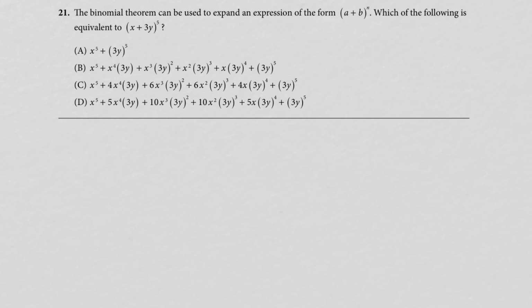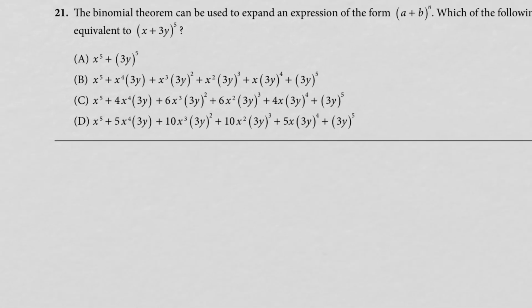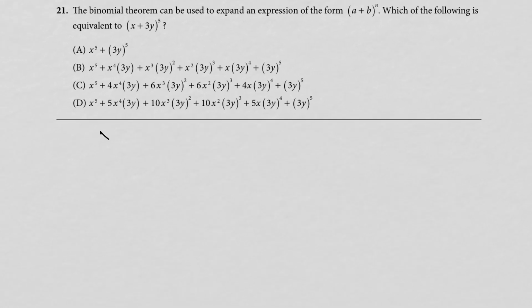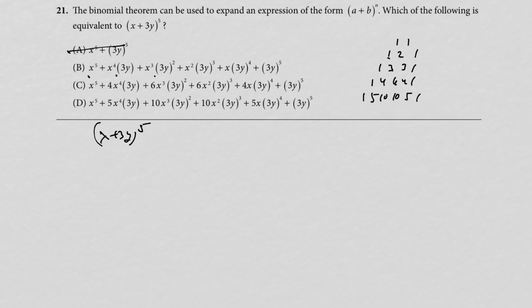21, binomial theorem, x plus 3y to the 5th power. Wow, they want the whole thing? So x plus 3y to the 5th power has 6 terms in it, so that's why this is out. And this has 1, 2, 3. The rest of them have the 6 terms. A good thing to do with binomial expansion is to make a little Pascal triangle. You just add these two numbers together to get this one. So 1, 4, 6, 4, 1, 1, 5, 10, 10, 5, 1. These become the coefficients. As you can see, already the answer has to be D.